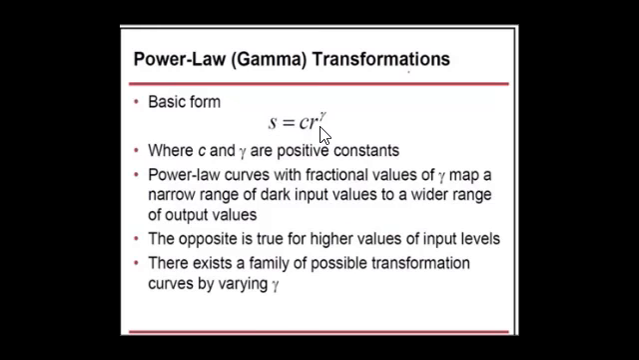Here the resultant image changes with respect to the power of r. So s = c r^gamma, where c and gamma are positive constants. A power law curve with fractional values of gamma will map a narrow range of dark input values to a wider range of output values. We will see this diagrammatically in the upcoming slide.